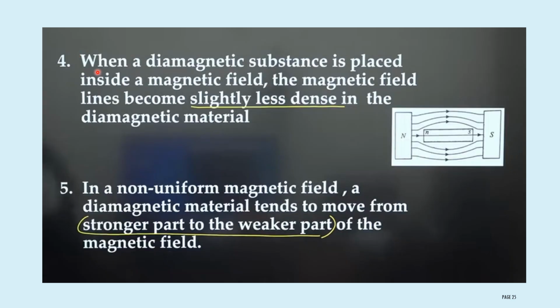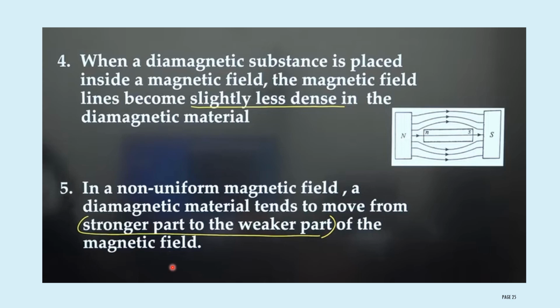Next property, when a diamagnetic substance is placed inside a magnetic field, the magnetic field lines become slightly less dense in the diamagnetic substance. In the case of a diamagnetic material, the magnetic field inside the diamagnetic material will be slightly less compared to the external magnetic field. Because of this weak magnetic field, the magnetic field lines inside a diamagnetic material will be slightly less dense.